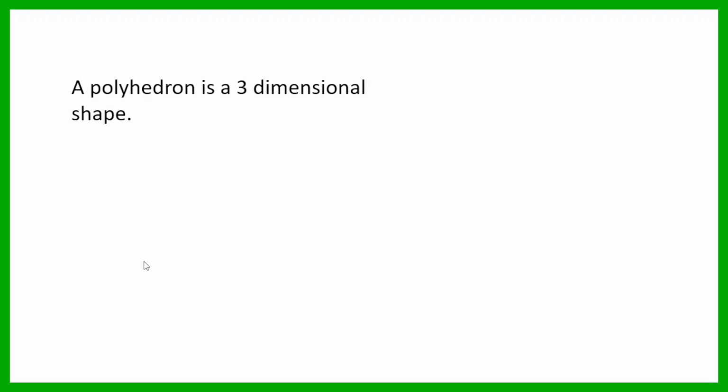Okay, now we're going to go on to polyhedra. Polyhedra is the plural for polyhedron. So you have one polyhedron and many polyhedra. A polyhedron is a 3-dimensional shape. For instance, over here I've got a picture of a cube or a box. Okay, so it's a three-dimensional shape.